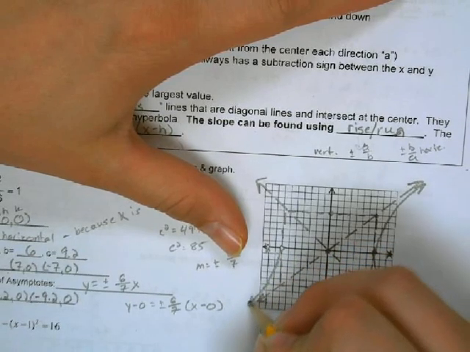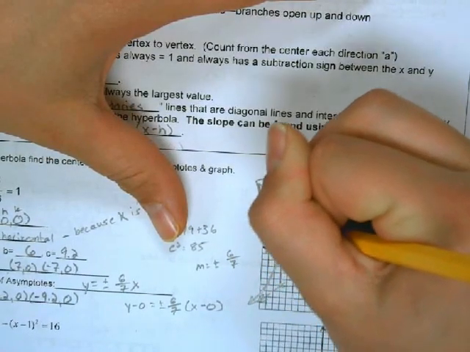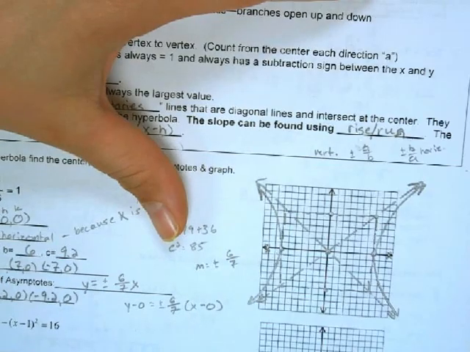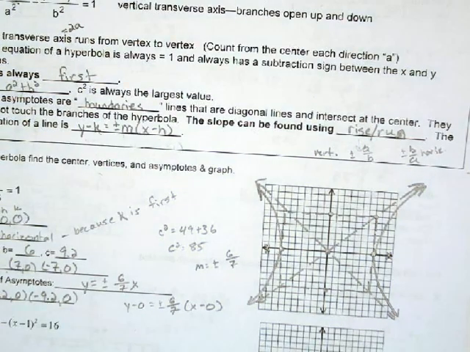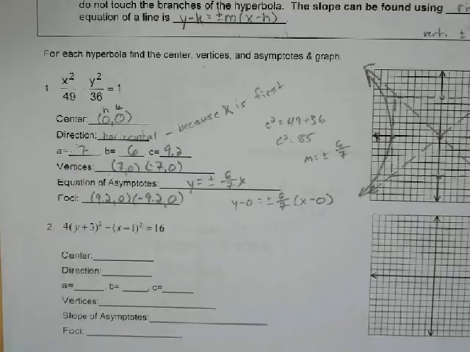Okay, touch the vertex and only the vertex. It shouldn't touch anything else. And there you go. So that's how you draw a hyperbola. Okay, so there's another one on there.